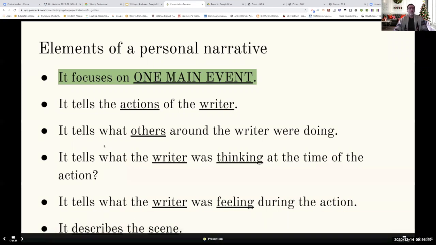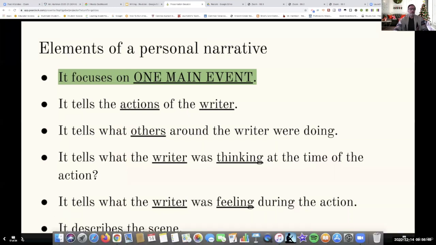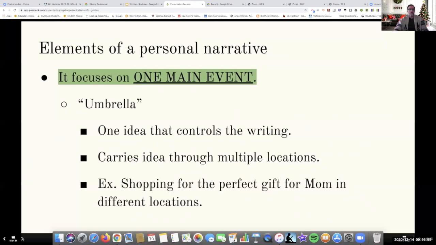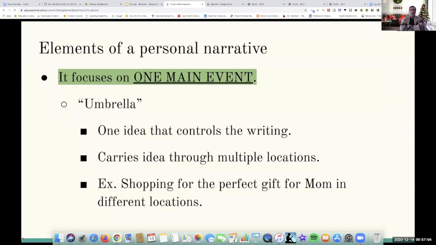So today we're going to talk about that one event. I'm going to show you some examples, and we're going to determine whether these sample passages have a focus or not. Let's talk about the first one. What is the umbrella? The umbrella is one idea that controls the writing, and it carries the idea through multiple locations.